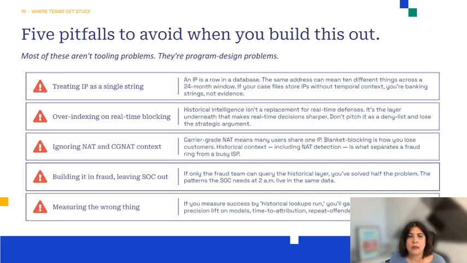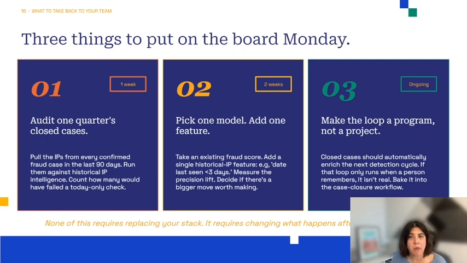And then measuring the wrong thing, which nobody ever wants to do, but it happens, right? So don't just measure lookup runs, measure precision lift, measure time to attribution, measure repeat offender detection. Those are things to also think about as you're looking at the fraud program and how it's improving and becoming smarter.